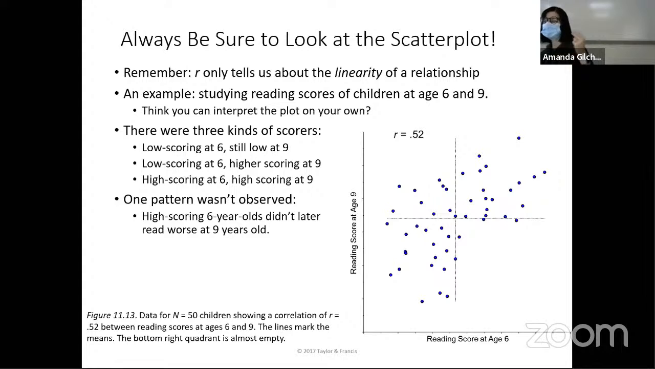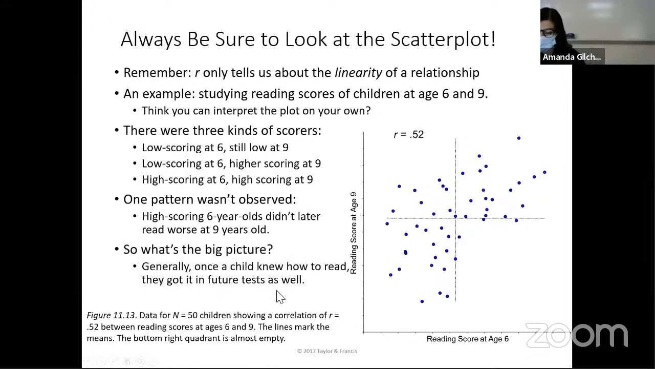It looks like a less extreme version of the high school GPA and driving knowledge test. I'm not saying it's necessarily a ceiling effect, but we're not going to see something like this because generally, I think the one thing that could potentially make that happen is something like severe brain damage, and that's pretty rare for a child. So generally, once a child knows how to read, they're going to be able to read on future tests. So looking at the scatter plot is always really important.